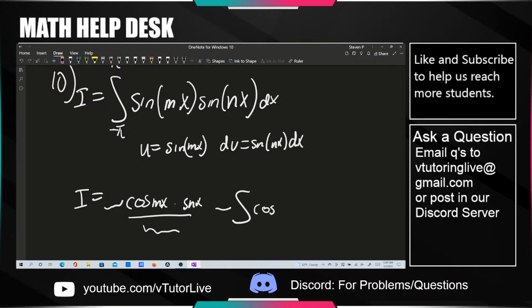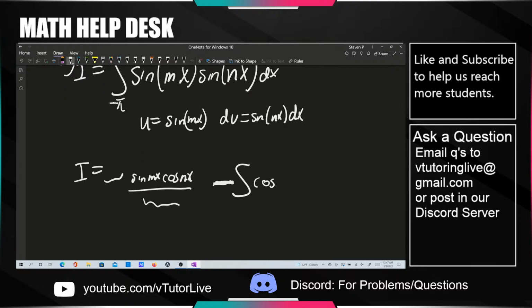I'm sorry, I think I got that wrong. The term outside the integral is going to be sine of mx times something like cosine of nx, minus, and there's going to be some constants here and here. And I think the integral is going to look like cosine x, cosine mx, cosine nx, dx.